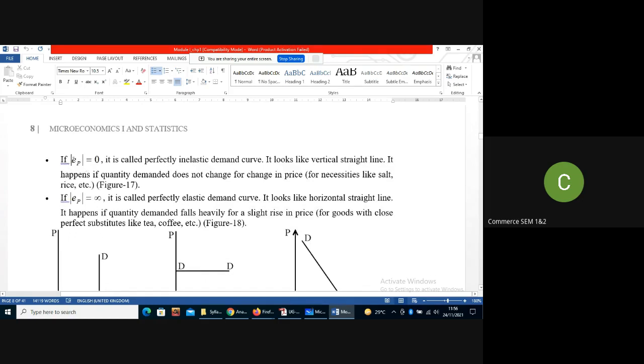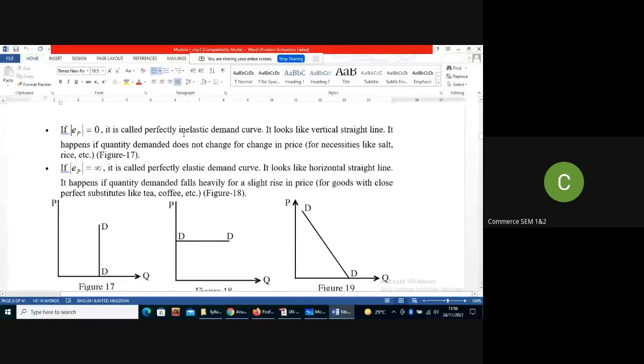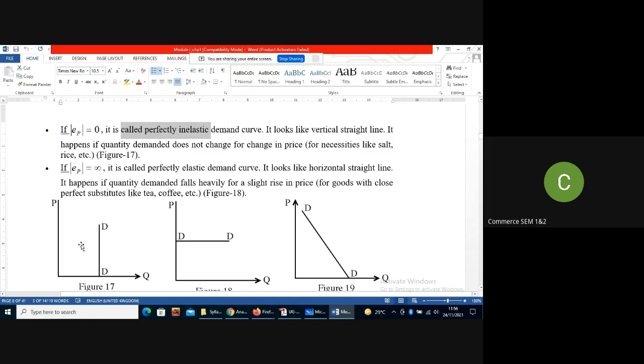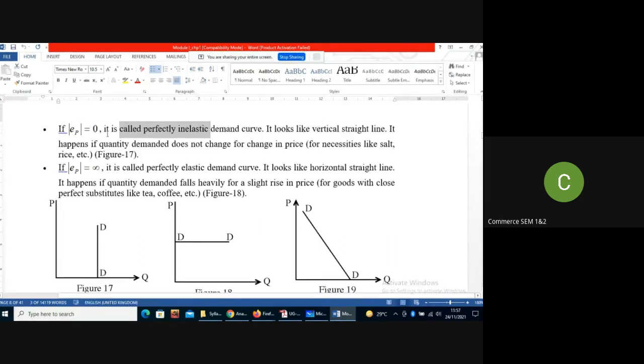Next, if the absolute value of elasticity is equal to 0, we call it a perfectly inelastic demand curve. It will be a vertical straight line like this. Just remember the formula of elasticity: percentage change in demand divided by percentage change in price. For this vertical line, even if there is a change in price, quantity demanded is not changing. So percentage change in demand is equal to 0, and the value of elasticity is equal to 0 at any point on the demand curve.